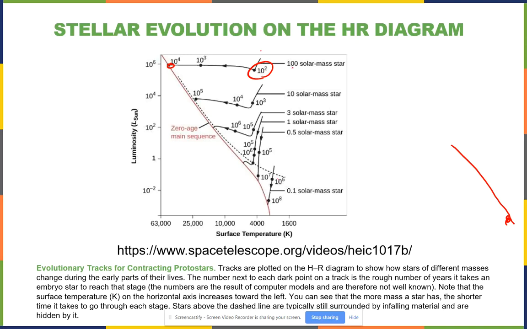So a 100 solar mass star, a star with a mass 100 times our sun, will take about 10,000 years to become a main sequence star. And that seems like a long time, right? You compare it to my lifetime, that's a very long time. But if you take a star that's one solar mass, notice it's 1 million years to get to there.